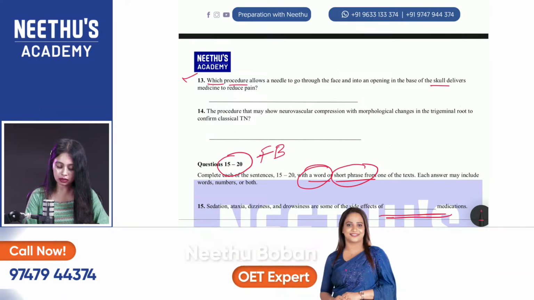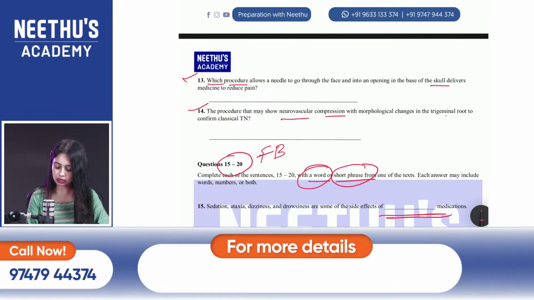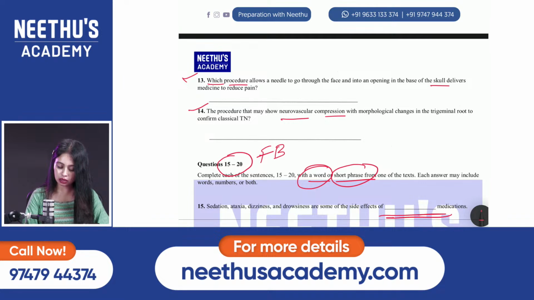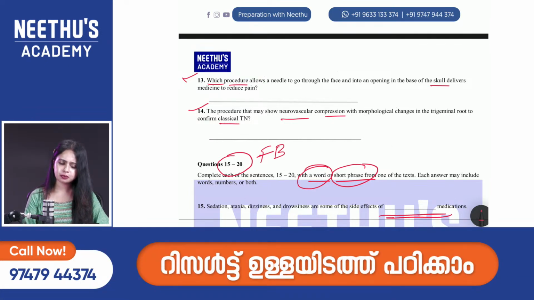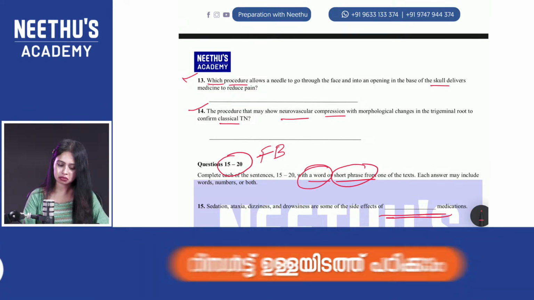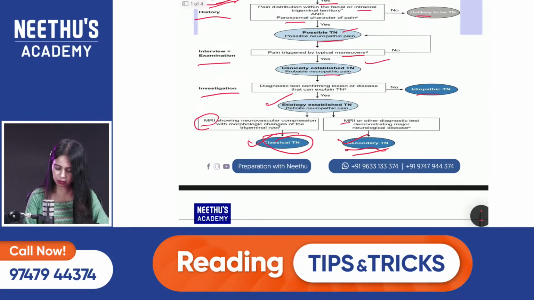And the fourteenth one: the procedure that may show neurovascular compression with morphological changes in the trigeminal root to confirm classical TN. Classical TN is actually mentioned in text B, right? Okay, and what is the procedure for that mentioned here?